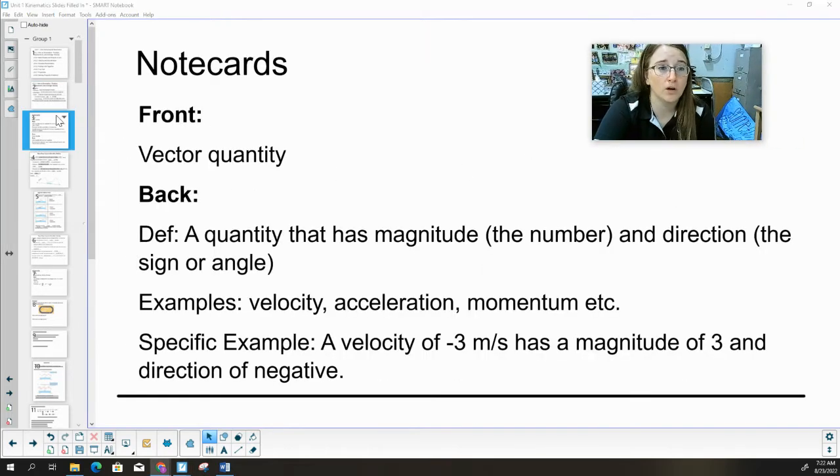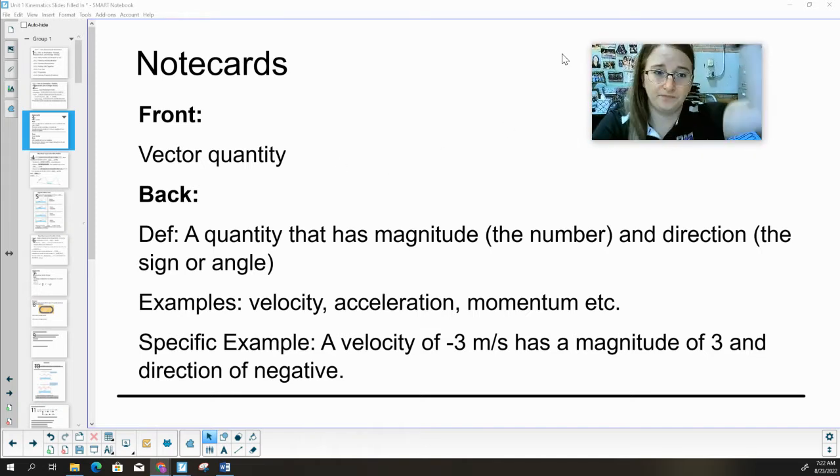Now, two important quantities we're going to be talking about. If you could pause the video, you're going to need 3 note cards total, but we can go ahead and do these ones. When you're ready, come back and we can make these note cards.